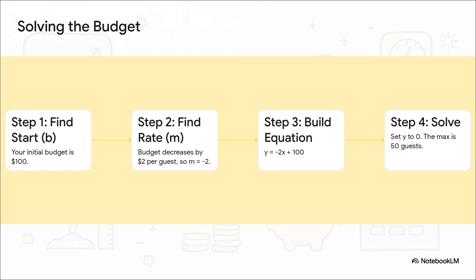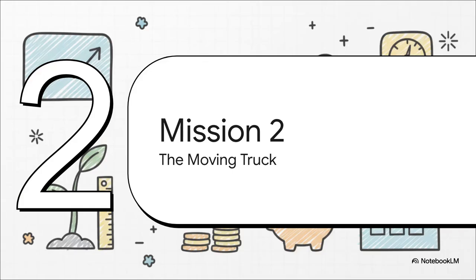To find the max number of guests, we just set our final budget to 0 and solve for X. And there it is. You can invite 50 guests. Mission complete. Awesome job. You're totally getting this. Let's level up with mission number 2.